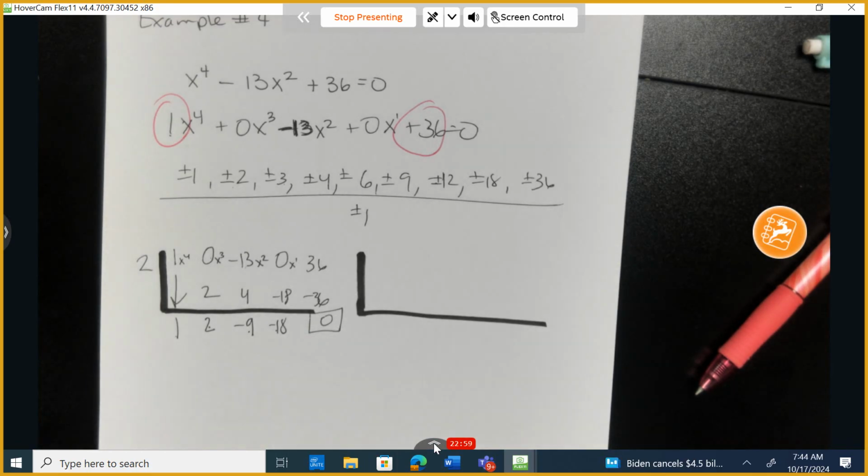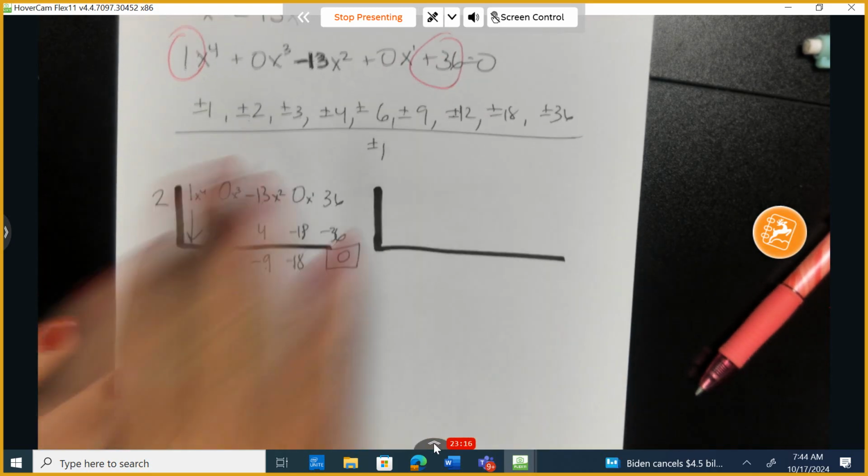By the way, did anybody test -2? Did it work? Okay, so you can still get the right answer and -2 works. By the way, did anybody test 3? Did 3 work? What did you guys test? -3? Did it work? Okay, so let's go ahead right now and let's go with what I have.